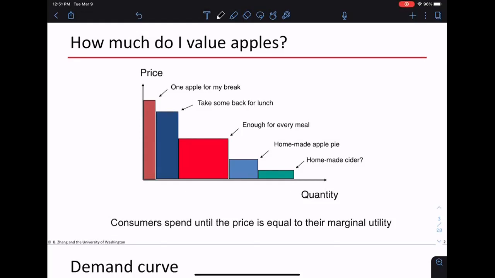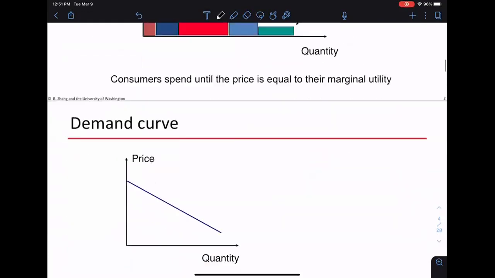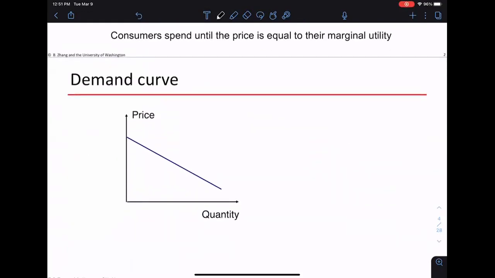This is a common assumption in economics. In this case, apples. So the more you can buy, the lower the price you're willing to buy them at. For one apple, you may be willing to pay a lot more money. But if I offer you 10, by the time you get to the 10th apple, you may not be very interested anymore. So the price drops. And this essentially sets up what's called a demand curve.